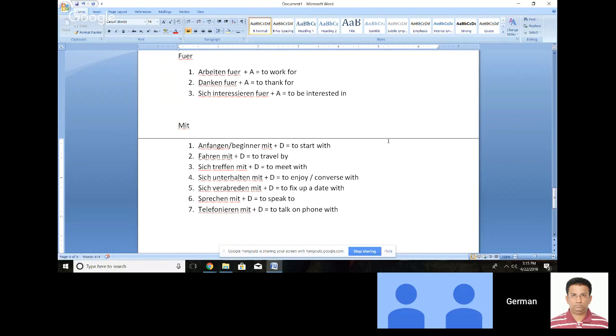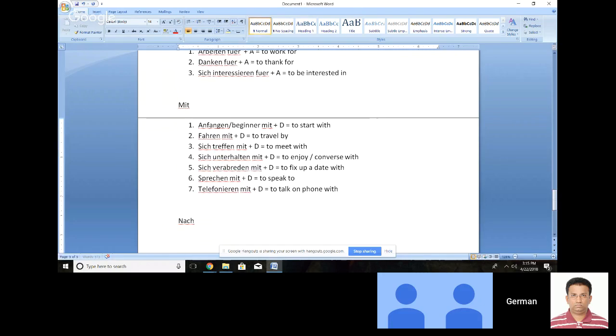Okay, next preposition is nach. Fahren nach plus dative, to travel or go to. Fragen nach plus dative is to inquire or question about.